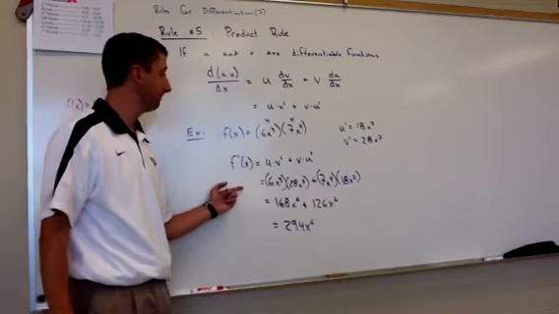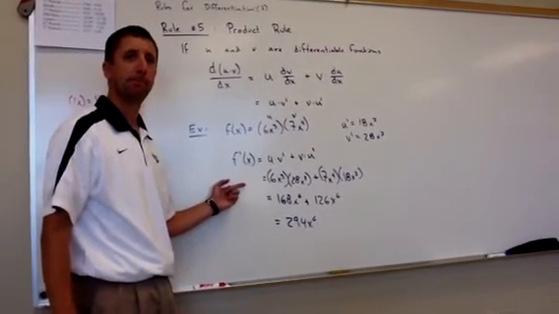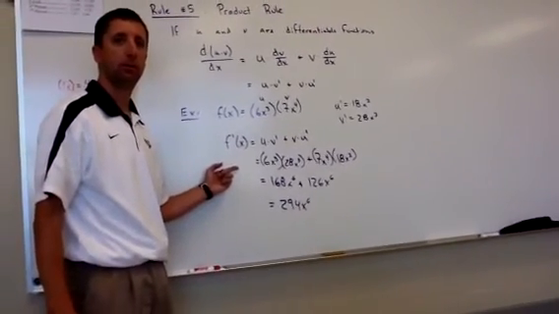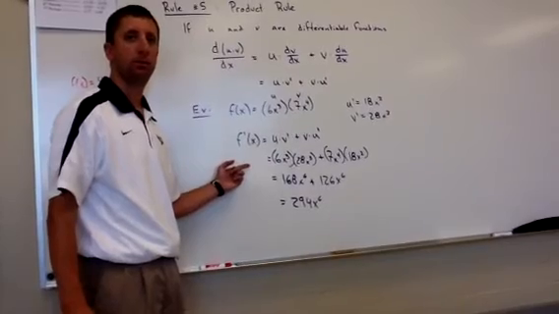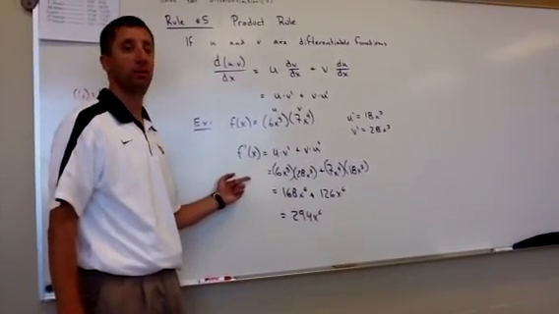I was just wondering, so this is for u times v. What if it were u divided by v? Would it then be the same thing, but instead of plus, it's minus? Guess what rule number 6 is? What I just said? The quotient rule.